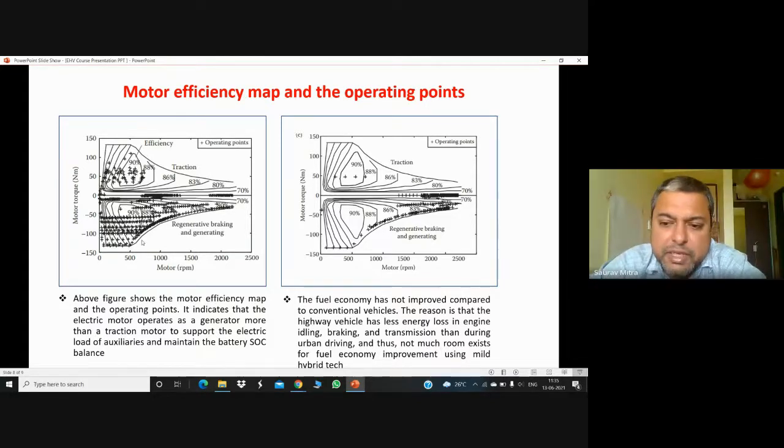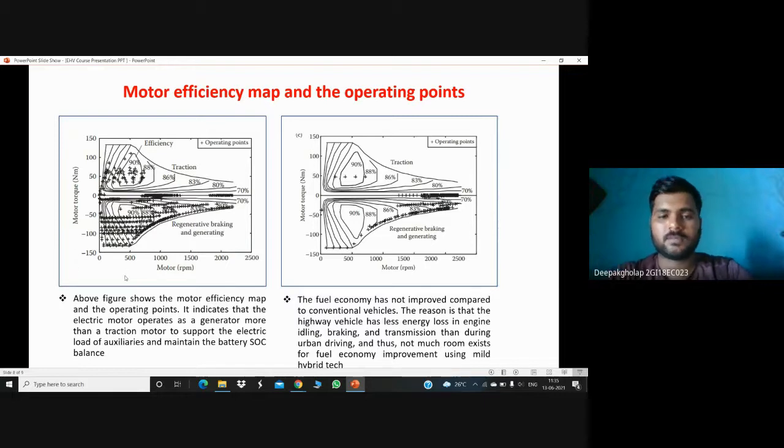Now the right side graph. As you see in the right side graph, the operating points are away from the optimal operating region. This graph is for the mild hybrid vehicles on highway drive. In highway drives, the efficiency is less. As we discussed earlier, there is no difference between conventional and mild hybrid vehicles in the highway drive. That is shown in the right side graph.